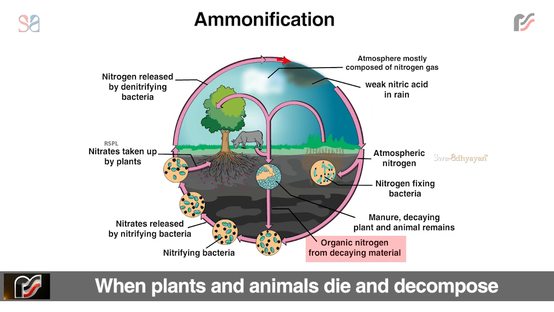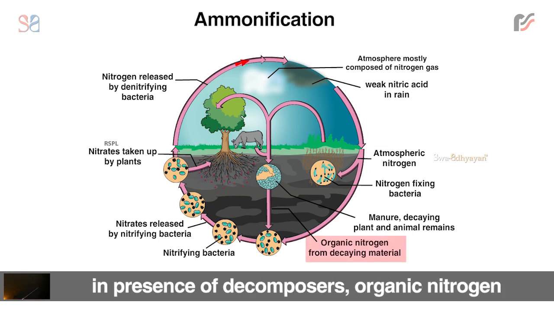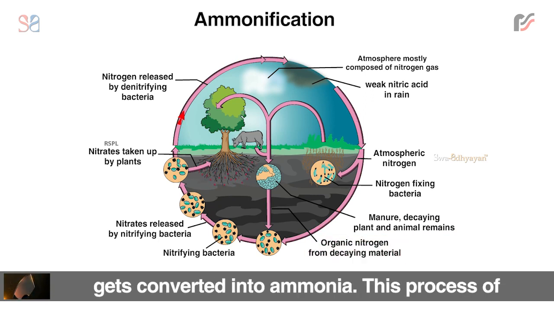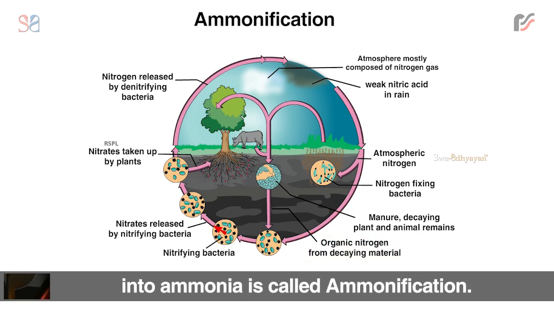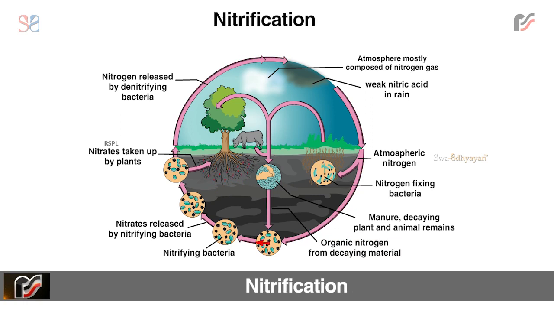Ammonification. When plants and animals die and decompose in the presence of decomposers, organic nitrogen gets converted into ammonia. This process of conversion of organic compounds such as proteins into ammonia is called ammonification.